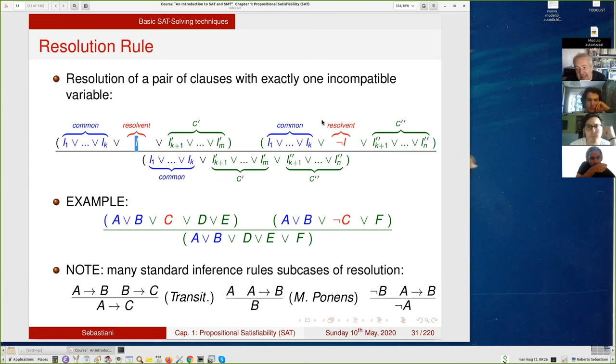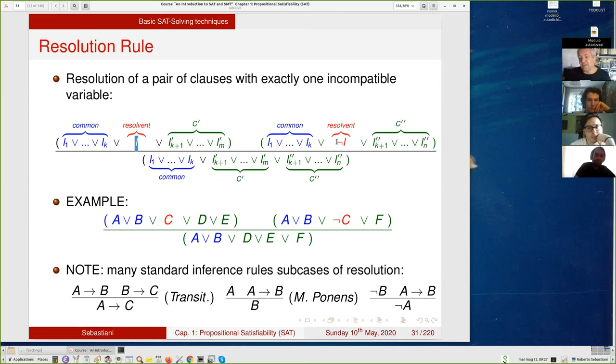If this is the case, so if you have two such clauses, then you can infer another clause which contains the common part and the two specific parts without the resolvent. Okay, here is the intuition for that.